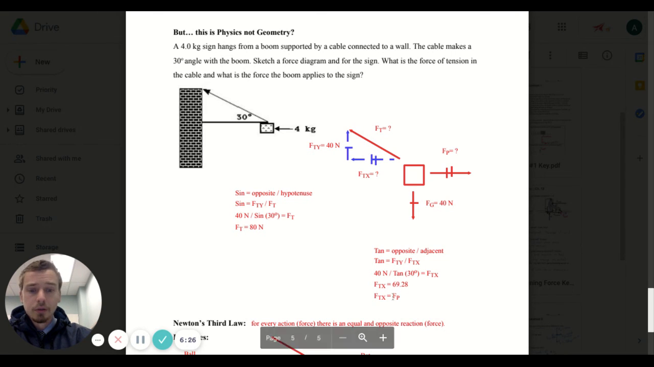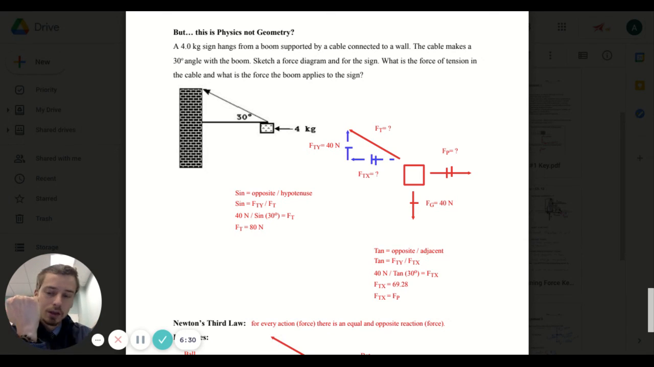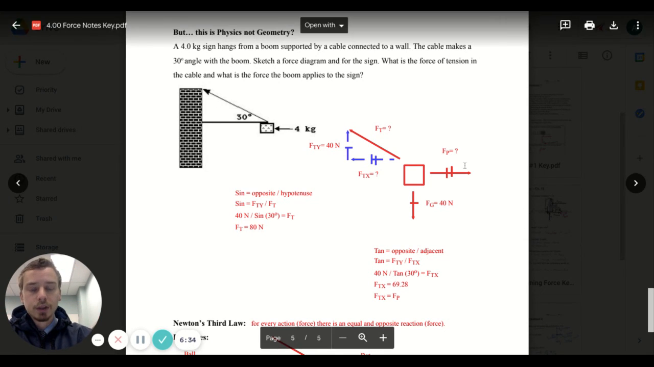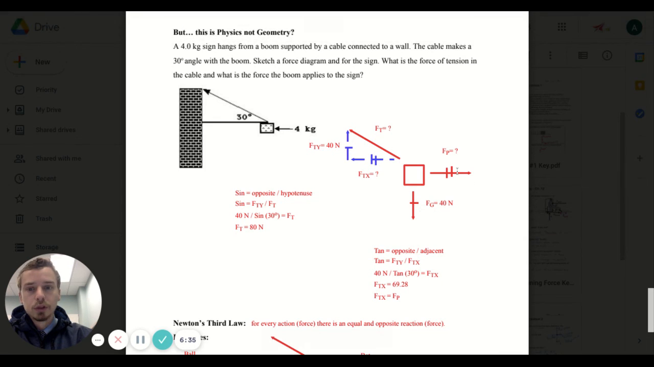And then a reminder that the force tension in the x direction is pulling to the left just as much as the force is pulling it to the right. So that's how much force the boom is pushing it out. And this is just one example of using the forces at an angle. We're going to go through a couple more examples of this on your homework, and then there will be an example of this on the review as well.